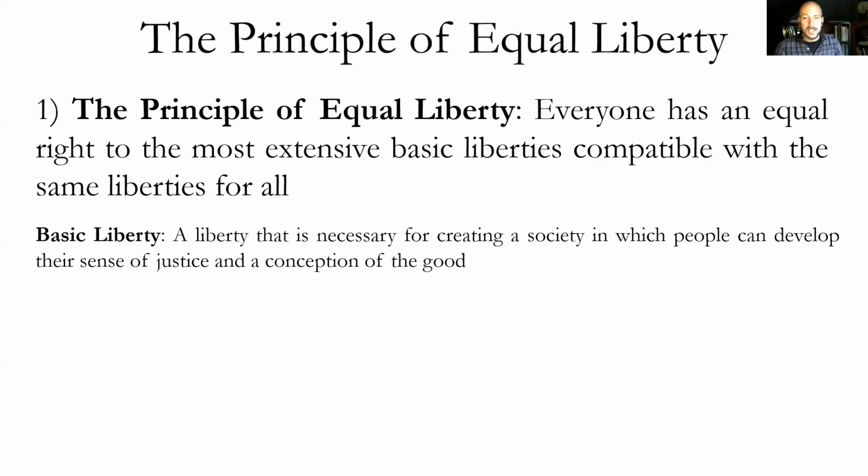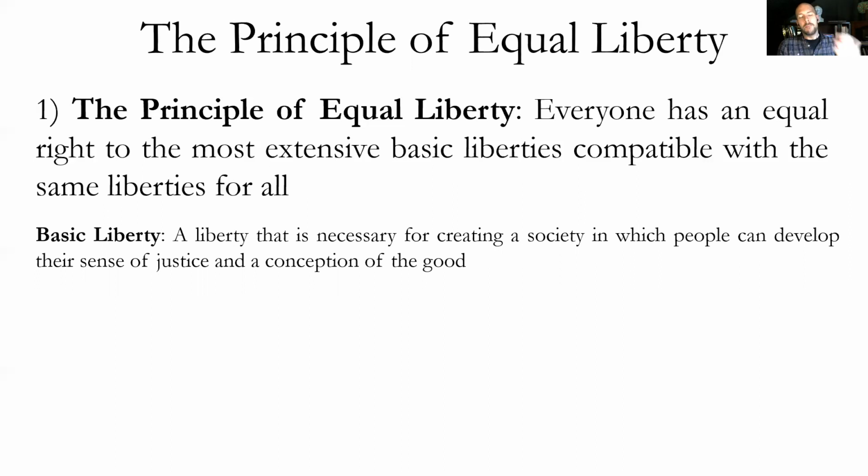Rawls, in A Theory of Justice, never actually says, and this was a point that readers of Rawls, after A Theory of Justice was published, kind of pressed him on. And so later on, he ended up giving this very technical notion of what a basic liberty is. According to Rawls, his own account of what a basic liberty is, it's a liberty that's necessary for creating a society in which people can develop what Rawls calls their two moral powers. And the two moral powers are a sense of justice and a conception of the good.